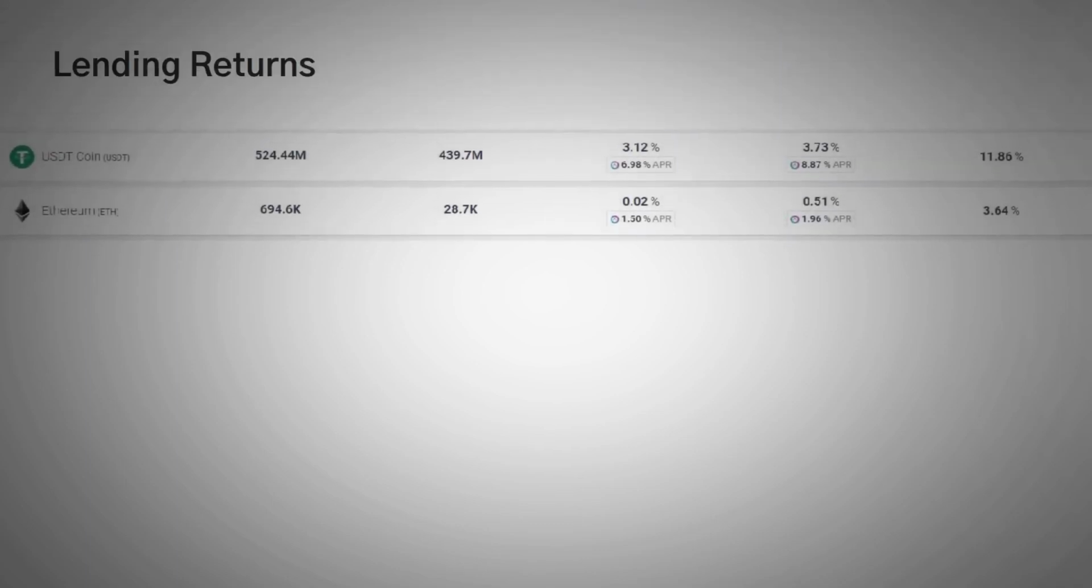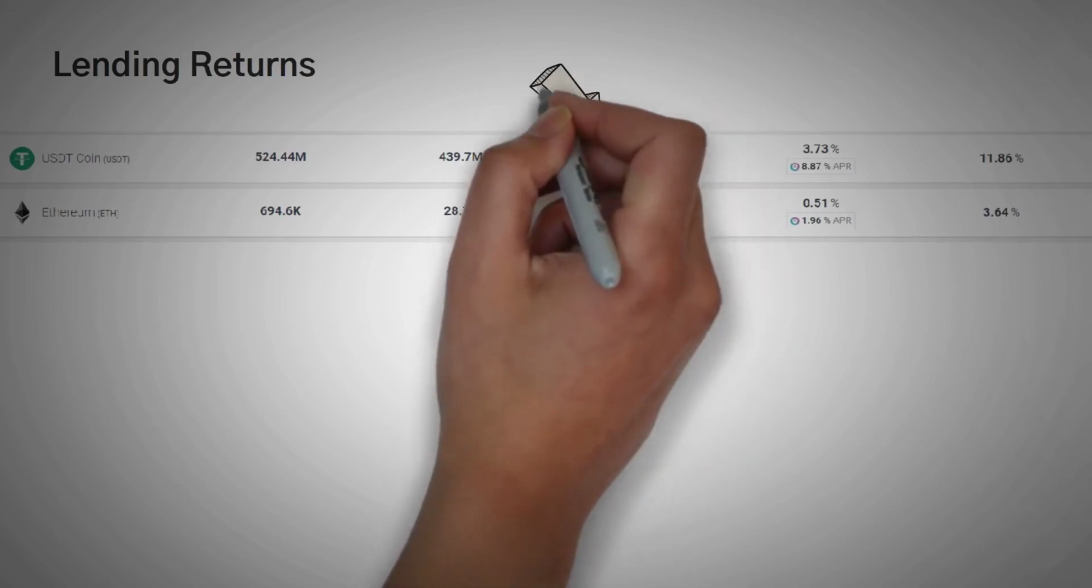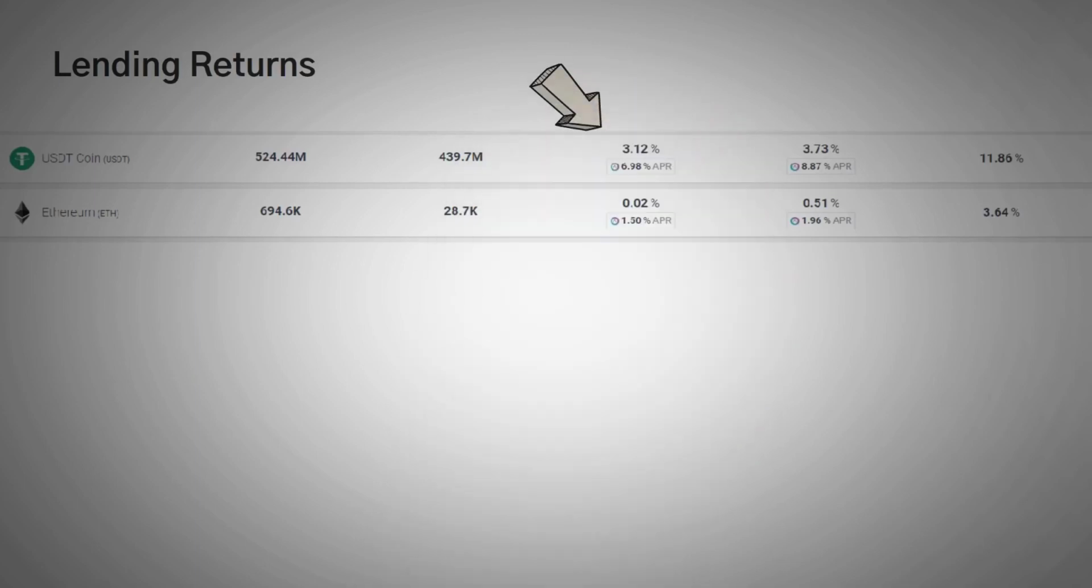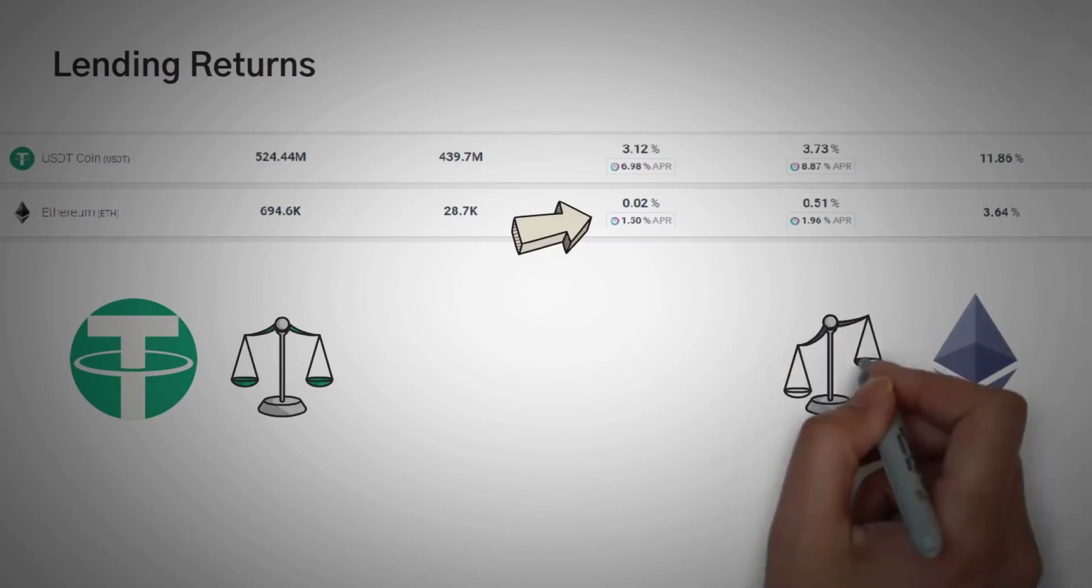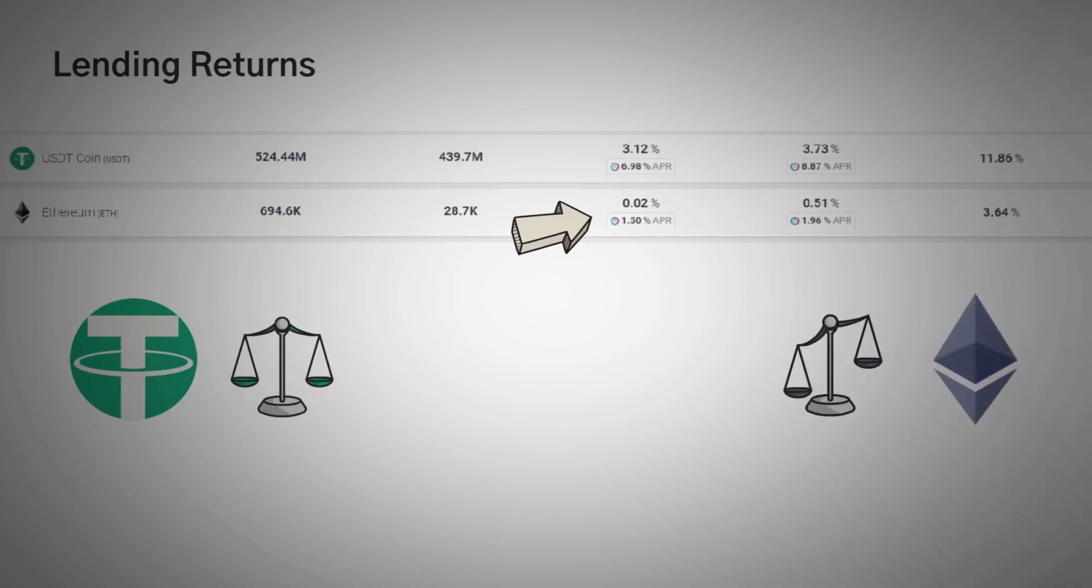If you go to app.aave.com/markets, you can see the current rates for borrowing and lending. For example, if you look here, you can see USDT, which is Tether, is offering a pretty decent deal. And then you can also see that Ethereum is offering quite a low rate. This is because Tether is a stablecoin and it won't move much in price, but Ethereum is very volatile at the moment.